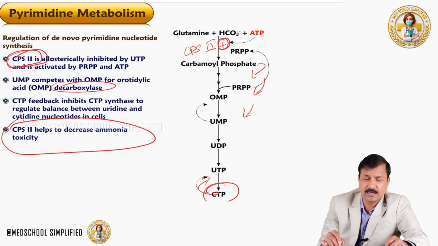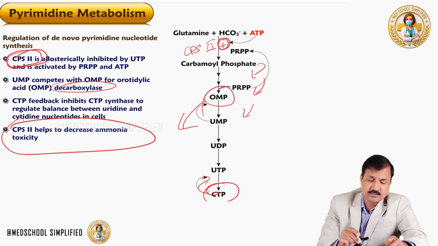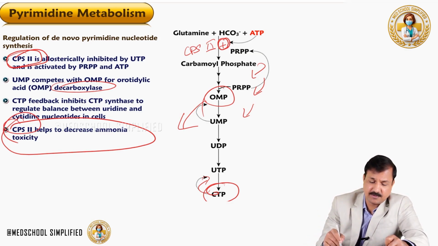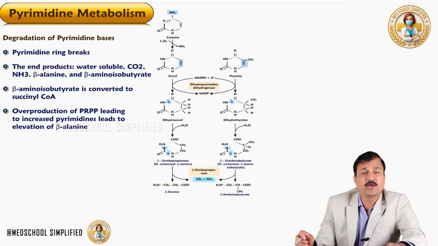Basically, orotidylic acid or orotate will be elevated, and that will go out of our body as orotidylic acid, which is a less toxic molecule than ammonia. So that's how CPS-II helps in decreasing ammonia toxicity. Remember that. Alright, so coming to degradation of pyrimidine bases.